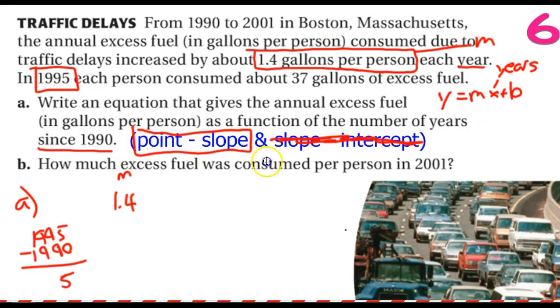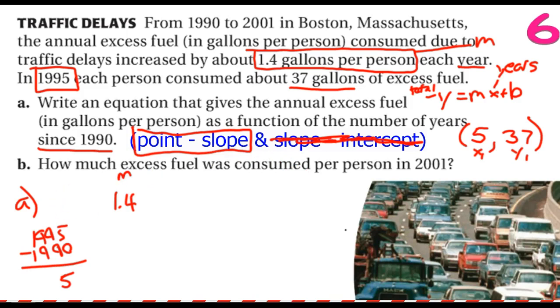So that's going to be our first point, or our first variable, or x in our point. So our x is 5 years, because we said our x was years. The y then is going to be the total. So in 1995, each person consumed about 37 gallons. So we're going to have 5 and 37. So this is going to be our x1 and our y1.